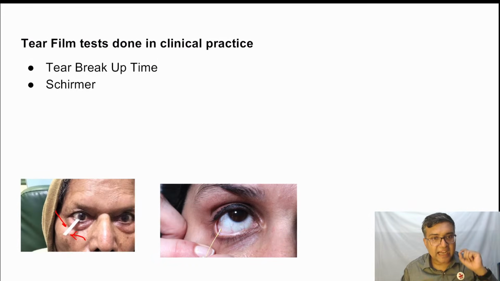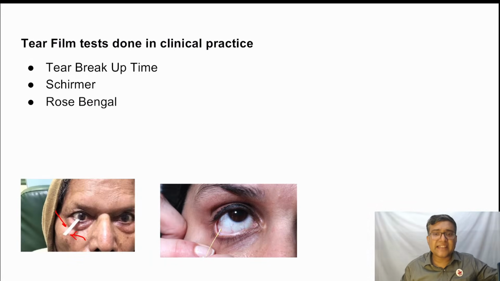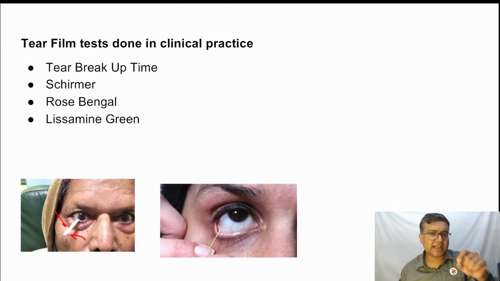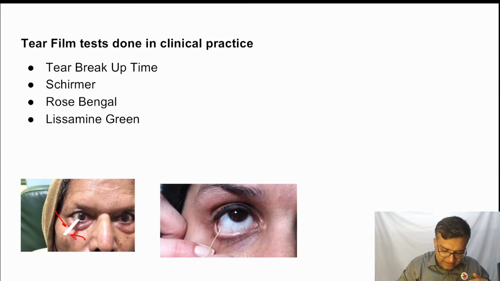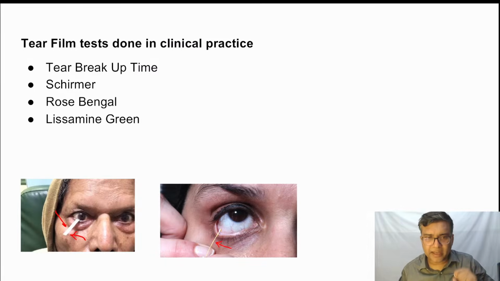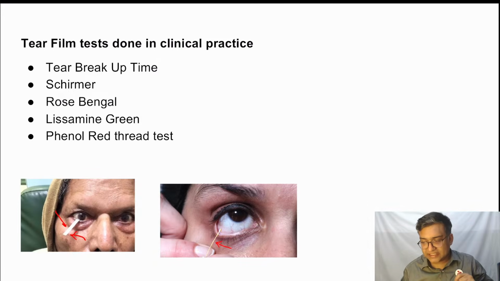The third test I do here is the rose bengal test and the Lissamine green test, which I showed you earlier. And last but not the least, in children and those patients who are not cooperative enough for the Schirmer test, I can put a small thread here. As you can see, it's a small thread here, and see how the color of this thread changes. This is called, my friends, a phenol red thread test.